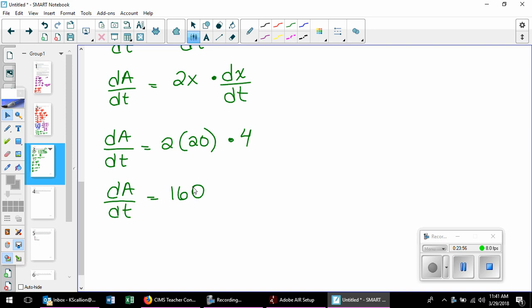160 what? There's a lot of mumbling there, but is it meters or centimeters? Centimeters squared per second. Because we're dealing with an area, so it's going to be centimeters squared. So if the side length is increasing by 4, your area is going to be increasing by 160 when the side length reaches 20. Are you guys good with that?